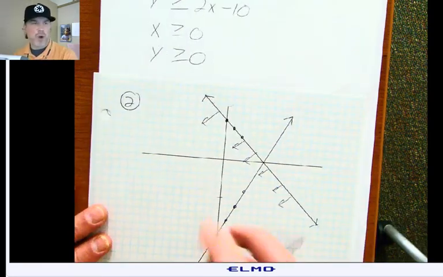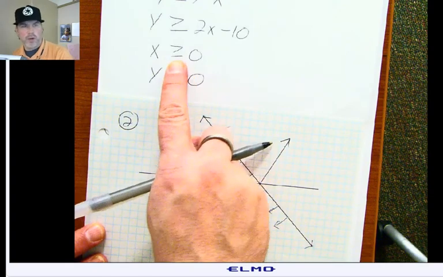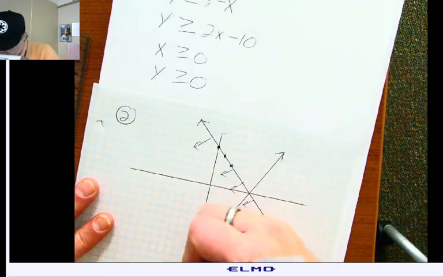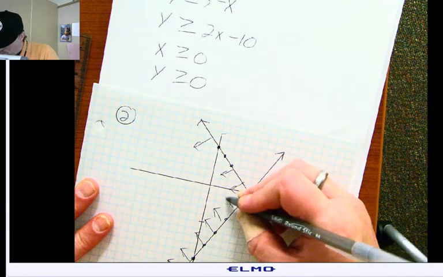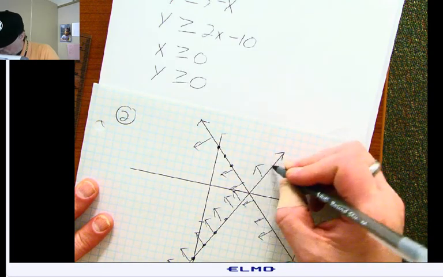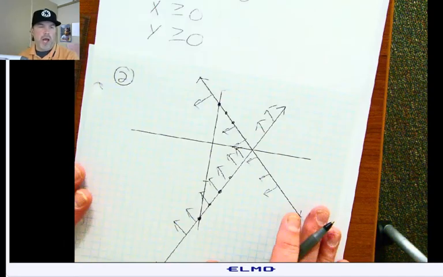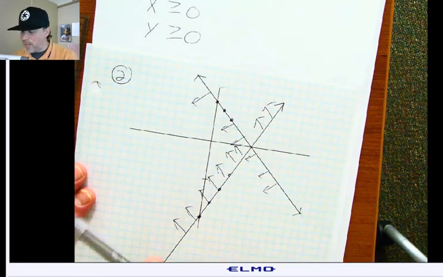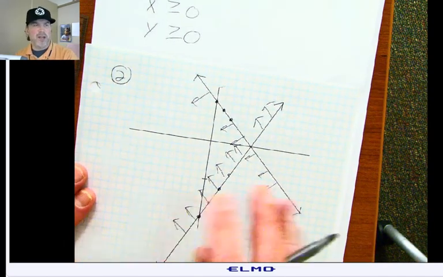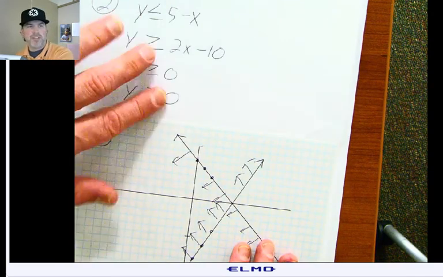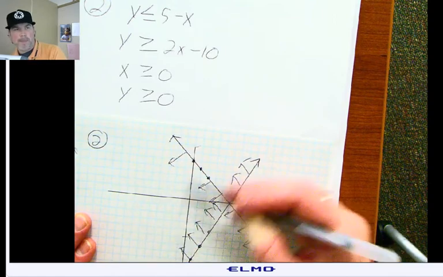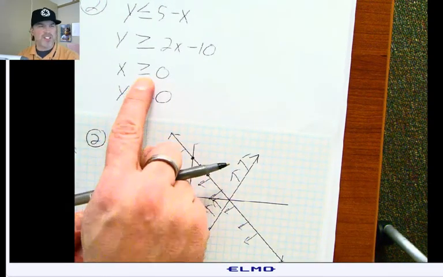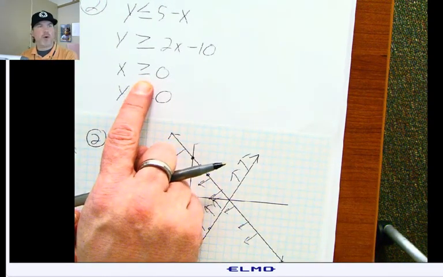And then it says y is greater than or equal to 2x minus 10, which means I would shade above. So far, I'd be shading below this line and above this line. So if I was only shading based off of these two equations, my shaded area would be way over here. But they give me more constraints, more inequalities.